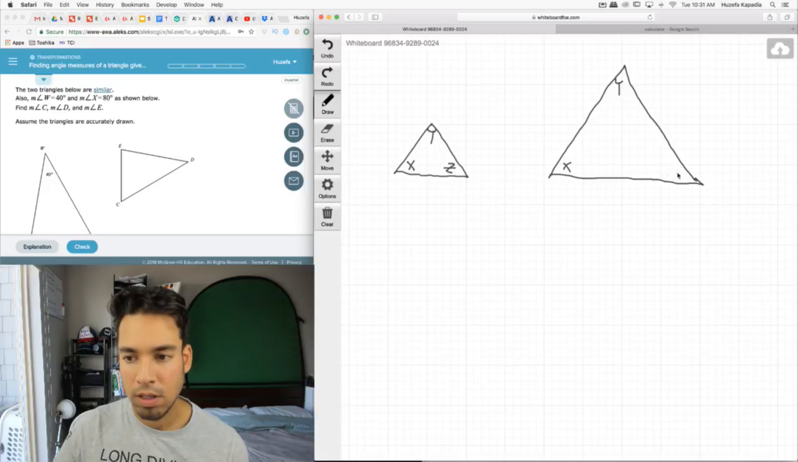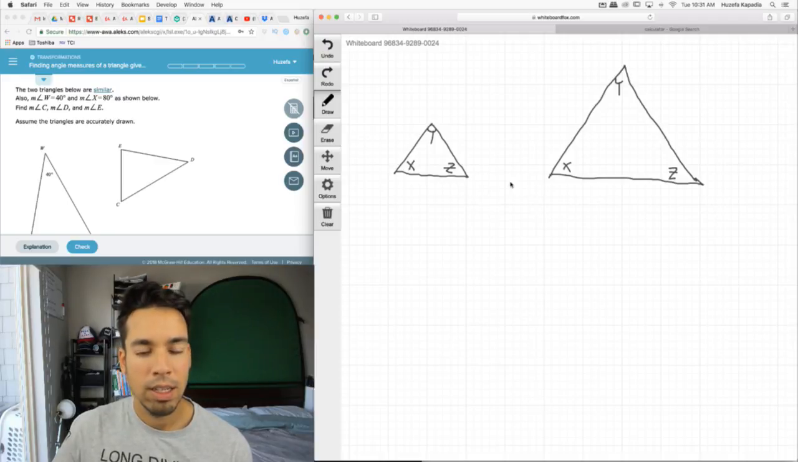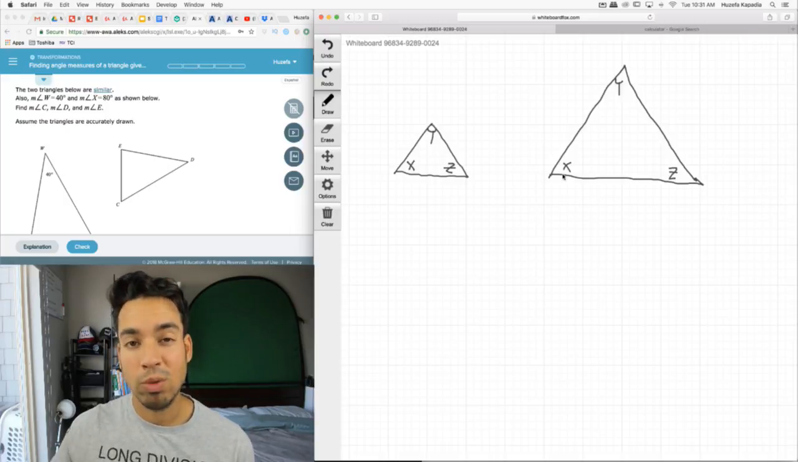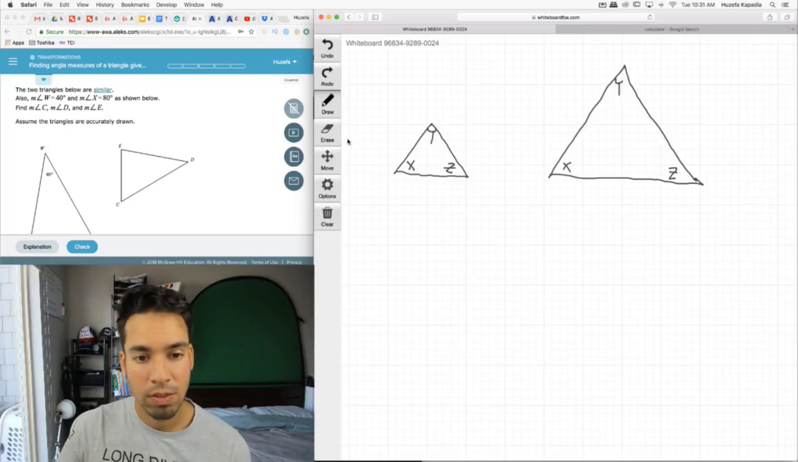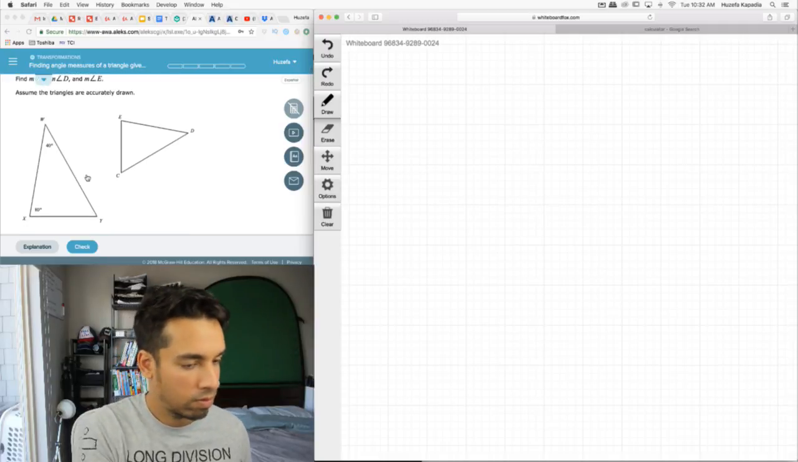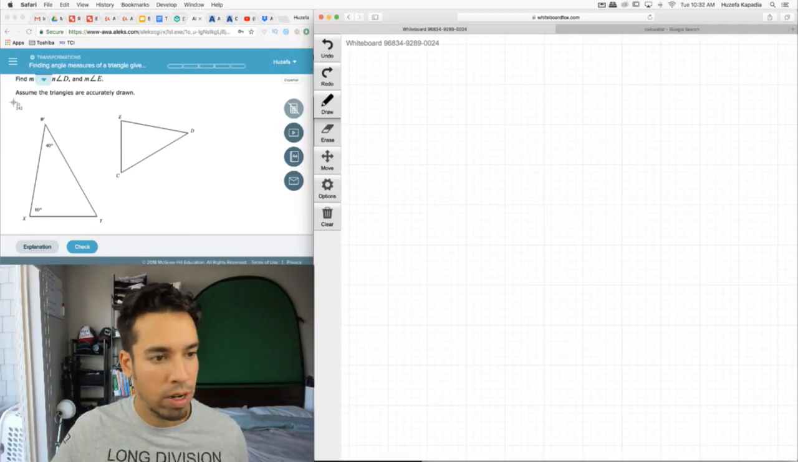So these two angles are equal, these two are equal, these two are equal. Now that's very important, because if we know the values of the angles of one triangle and another one is similar, we thereby know the angles of the similar triangle. So now let's use this image that they gave us. I'm going to put it over here so we can write on it.